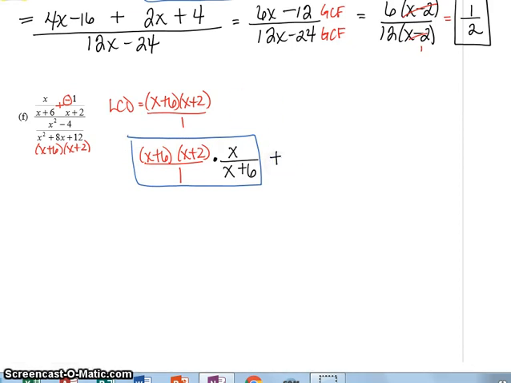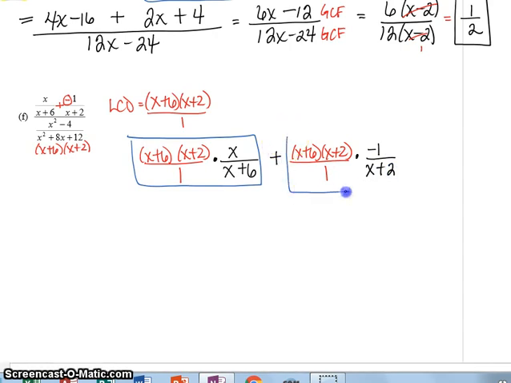Okay, now I'm going to write the LCD again. So x plus 6 times x plus 2 all over 1 times the original fraction given. Now the original fraction, don't forget, it's negative 1 because you had to hand out that subtraction sign there, all over x plus 2. There's my second blue box.